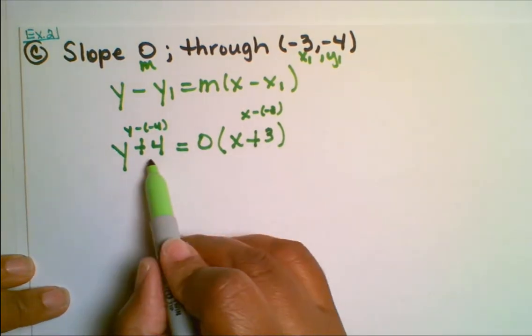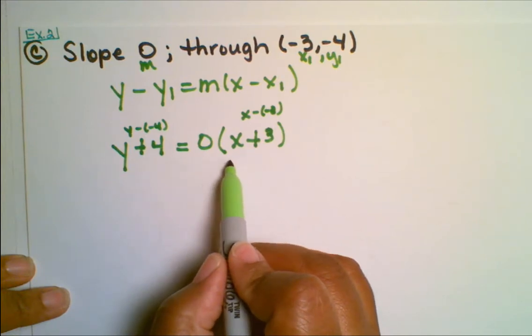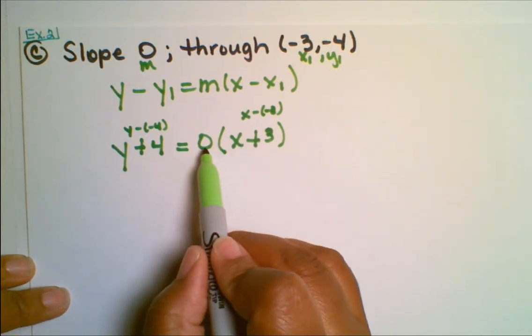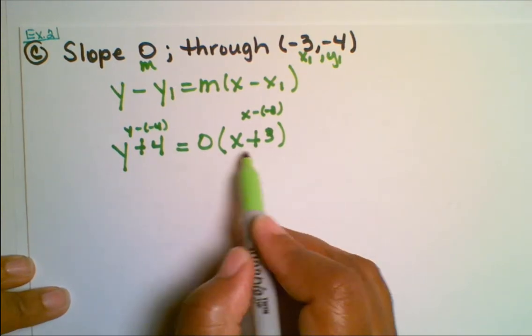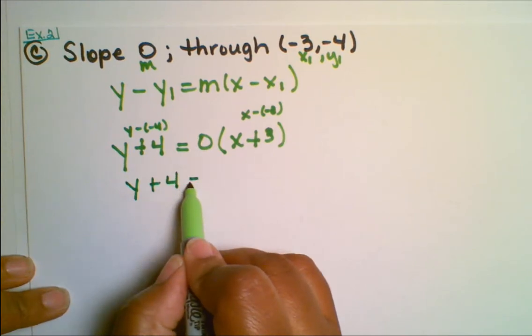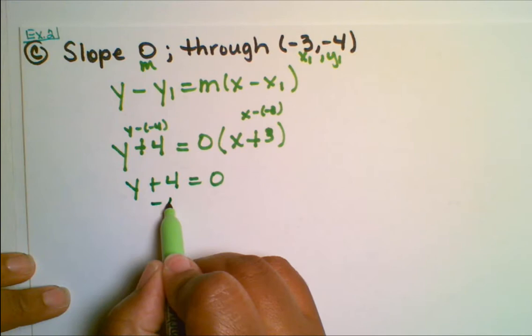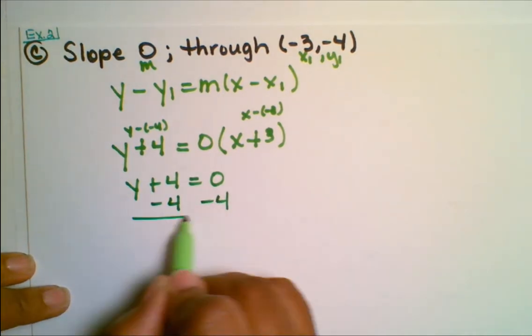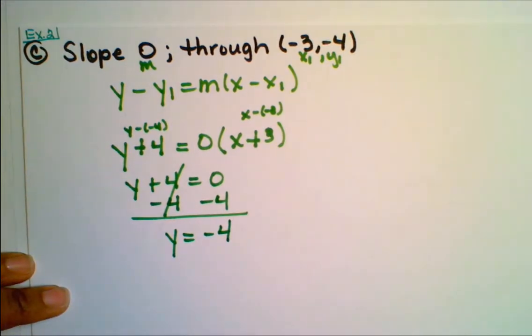So now let's look at what we have. y plus 4 is equal to 0 times x plus 3. We know that 0 times any factor would give us 0. So 0 times x plus 3 will give us 0. And to solve for y, we're going to subtract 4 from both sides. And we have y is equal to -4.